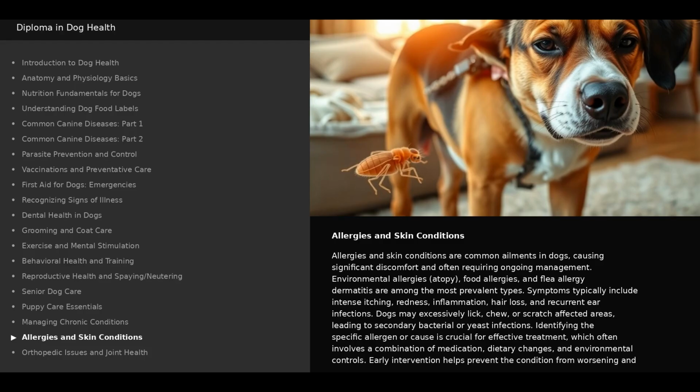Dogs may excessively lick, chew, or scratch affected areas, leading to secondary bacterial or yeast infections. Identifying the specific allergen or cause is crucial for effective treatment, which often involves a combination of medication, dietary changes, and environmental controls. Early intervention helps prevent the condition from worsening and improves the dog's comfort. Understanding triggers is vital for long-term relief.